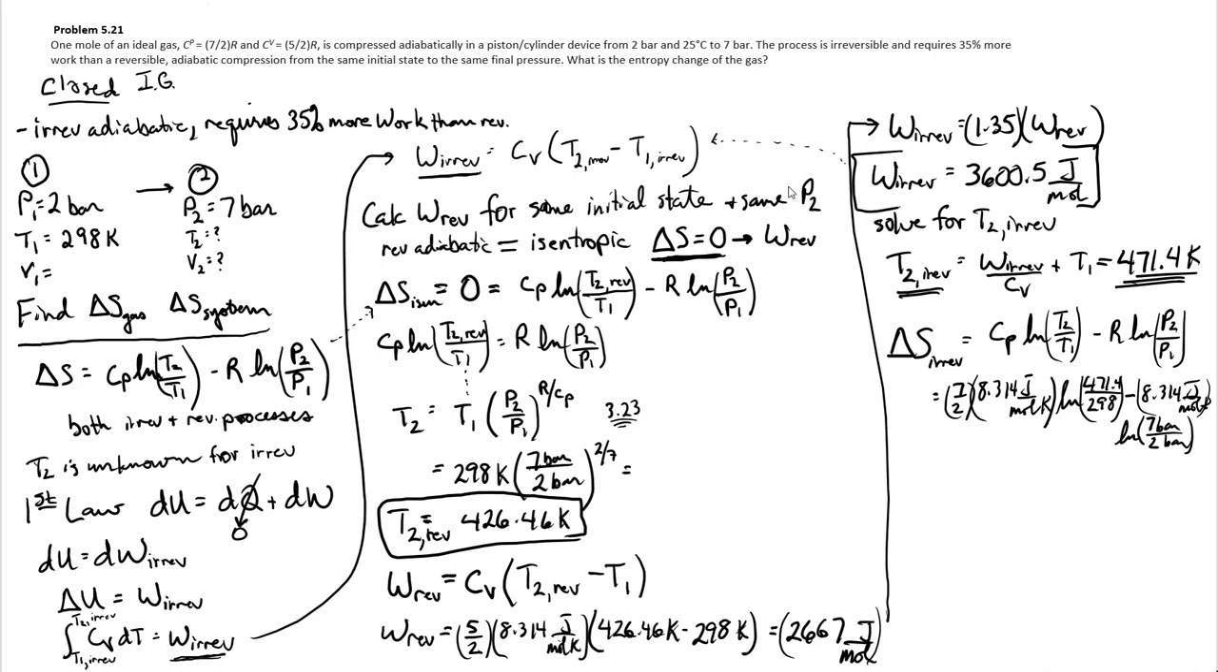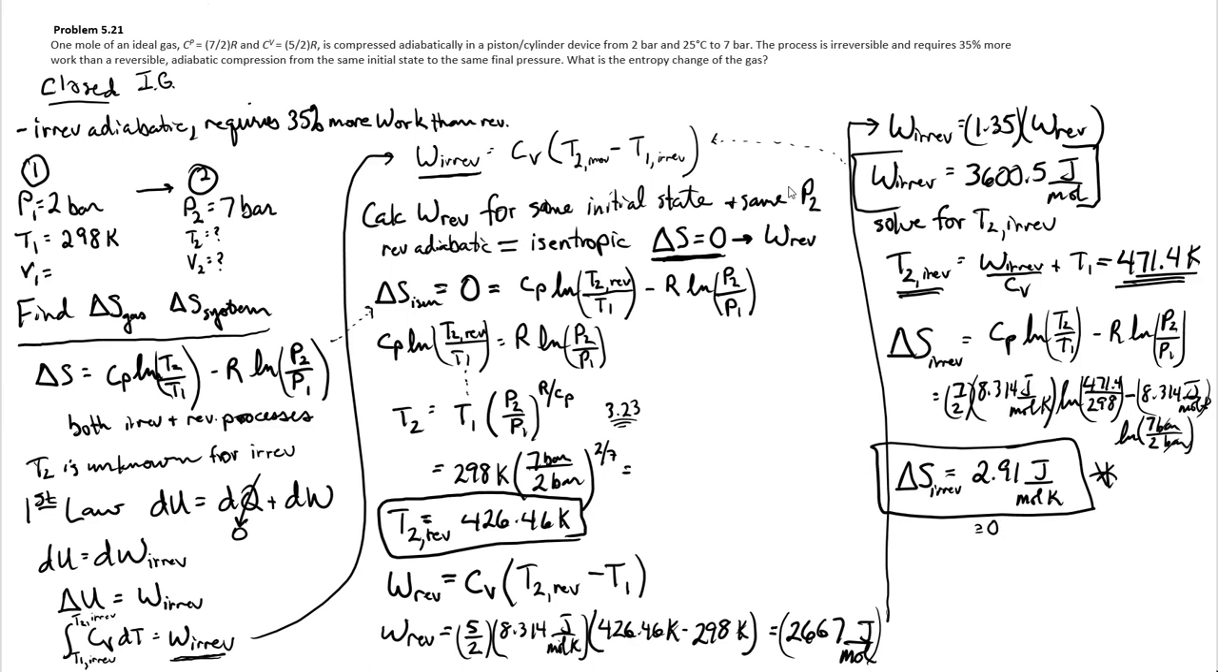All right, so everything inside the log operators, units are going to cancel. That's good. Joules per mole Kelvin, joules per mole Kelvin. Those are the units of entropy. And so we get delta S for the irreversible process. Punch those numbers in our calculator. We get 2.91 joules per mole Kelvin. That's our final answer.